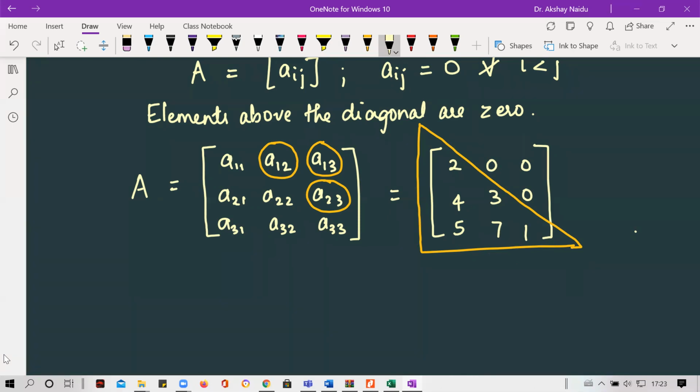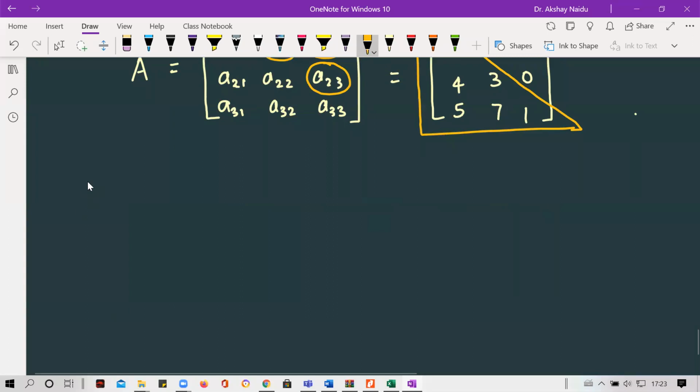Okay, now there are operations on matrices, and then properties of matrices based on those.